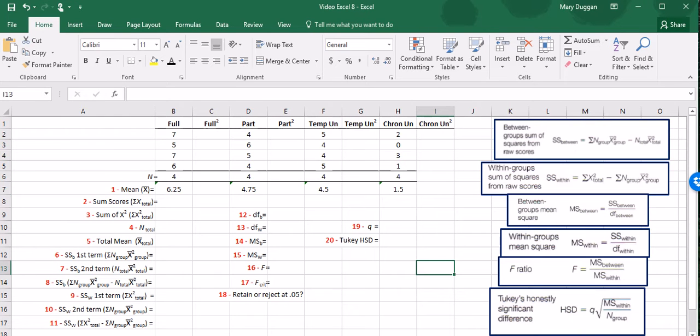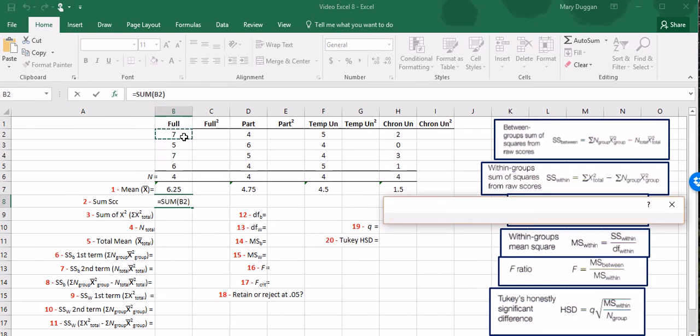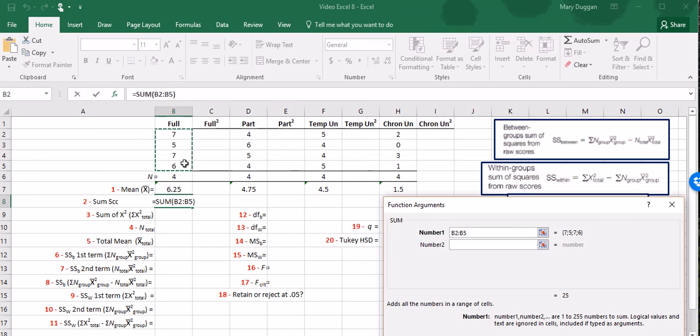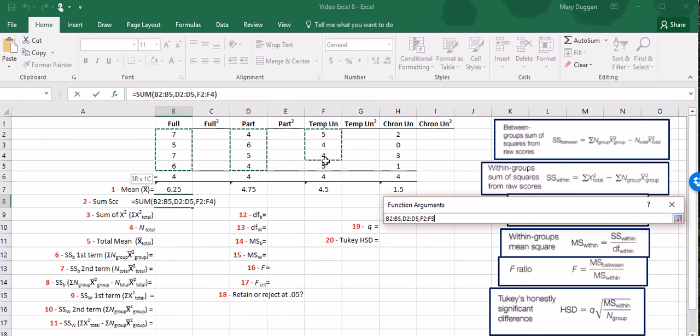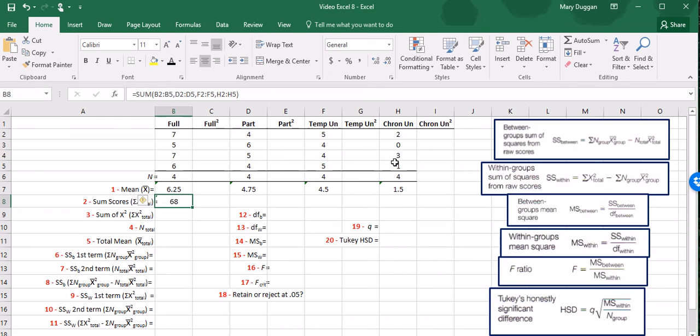Step 2 asks for a sum of all of the scores. To sum the scores in the 4 columns, I can put an equal sign and select sum. I select the scores in the first column, hold the Control key down, select the scores in the second column, and keep holding the Control key until we have all of the scores highlighted. Press Enter, and I have a total sum of scores of 68. If you went through and added all these scores, it would come to 68. That is our sum of scores.